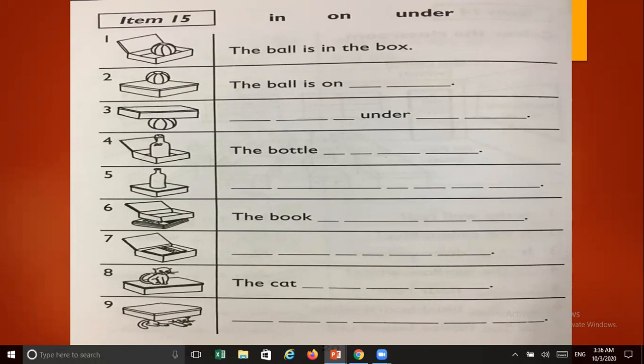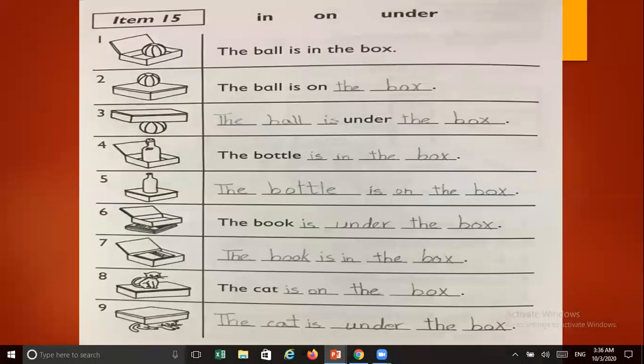Okay, in the next page we are going to complete this page. Number 1 is already done for you. Number 2, where is the ball? The ball is on the box. Picture 3, the ball is under the box. Picture 4, the bottle is in the box.